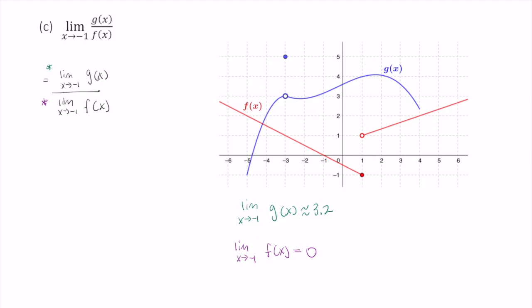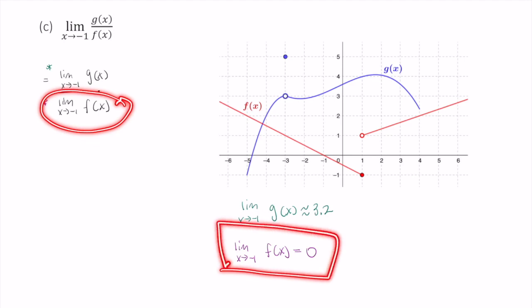Well, in that case, this limit cannot exist, because in order for us to be able to rewrite this as the quotient of limits, we need to ensure that this bottom limit, that is the limit in the denominator, is not equal to 0. But since the limit as x approaches -1 of f is equal to 0, this limit cannot exist.